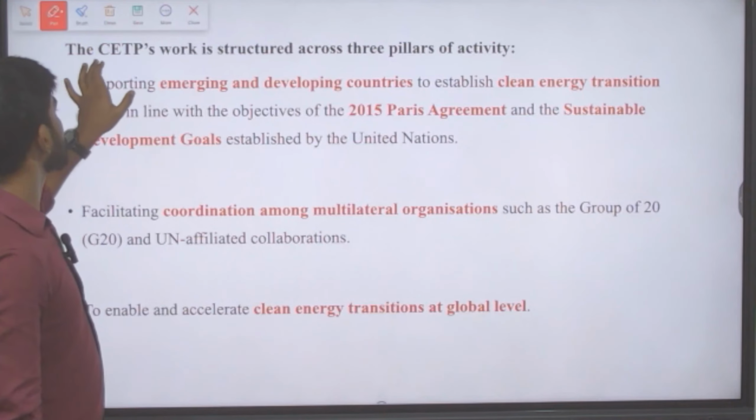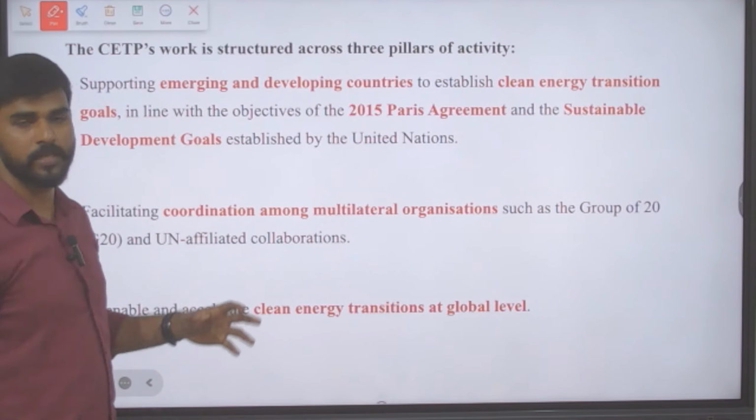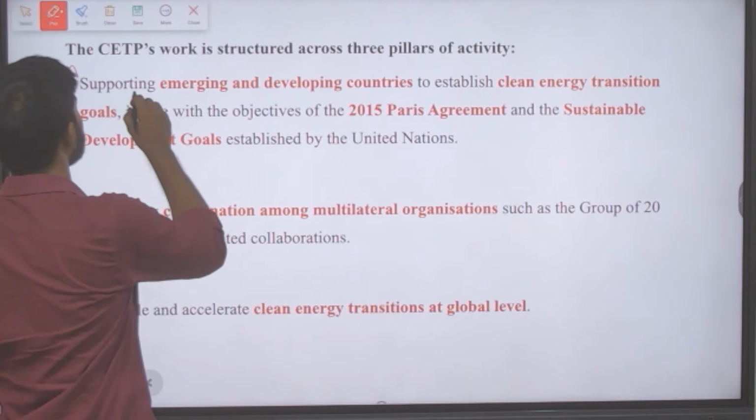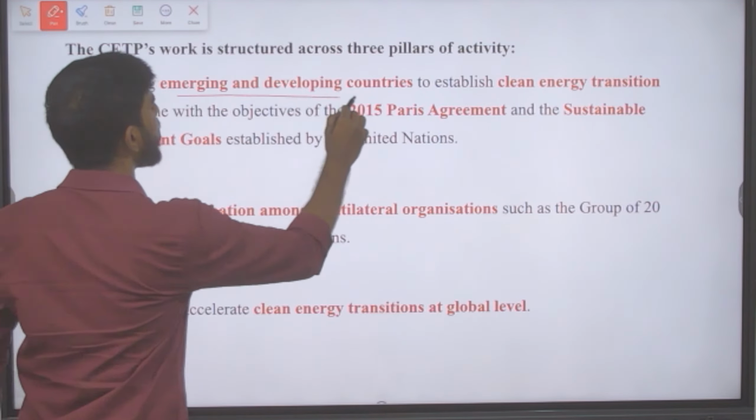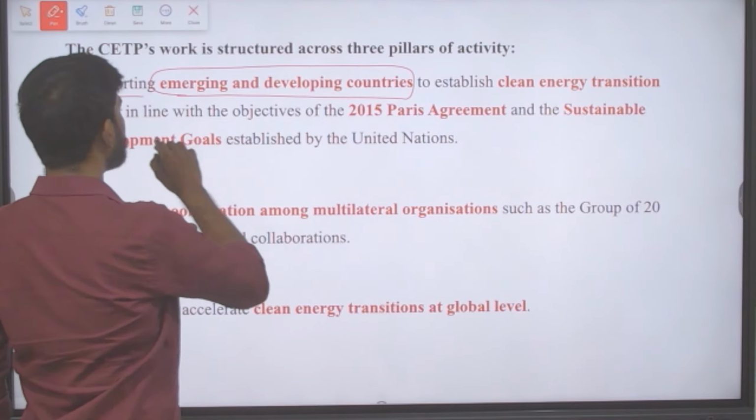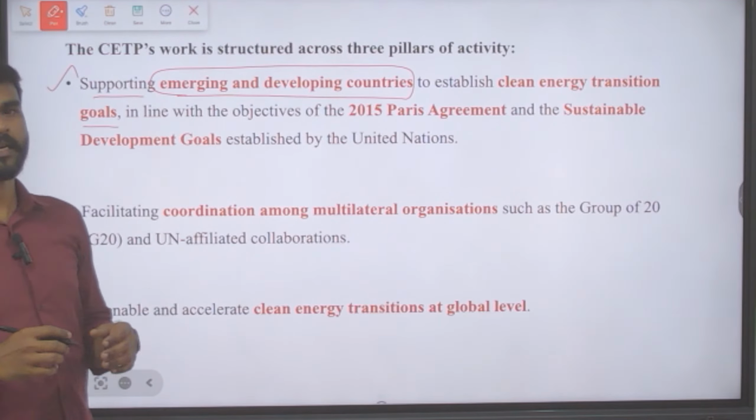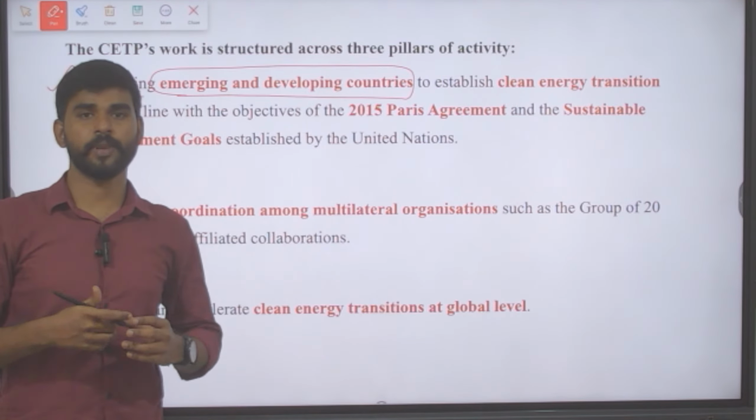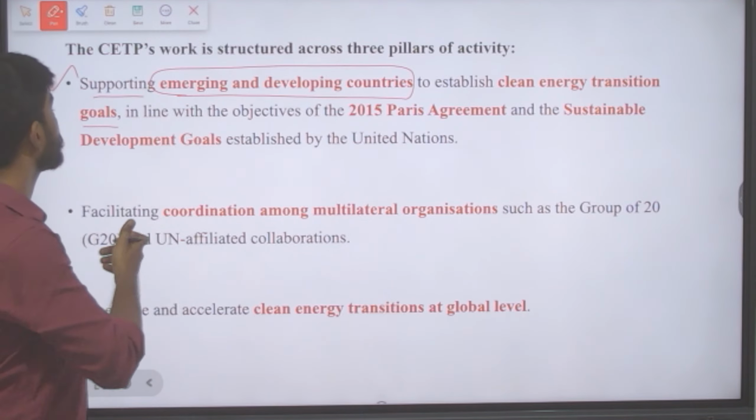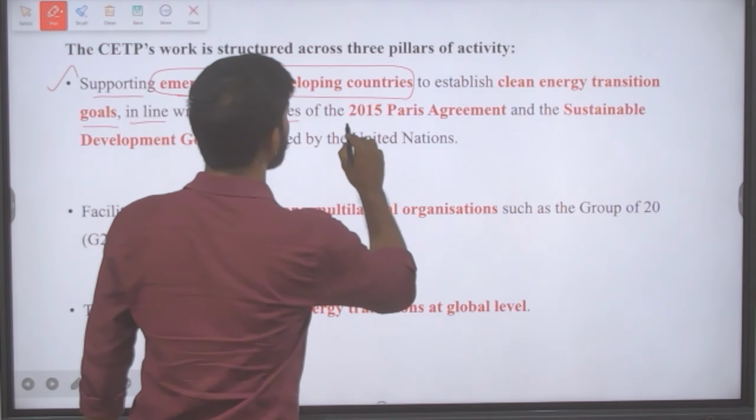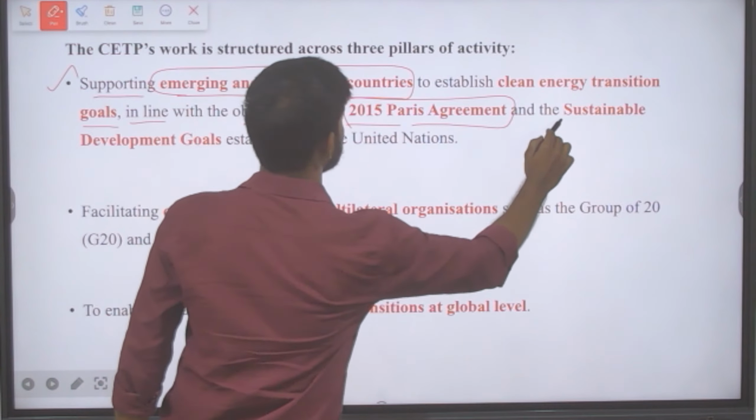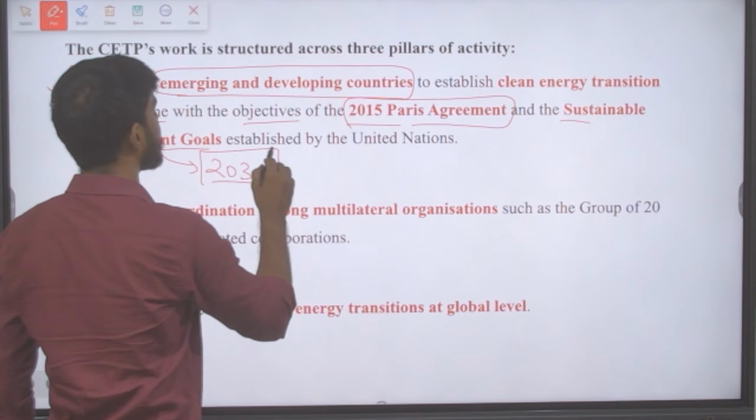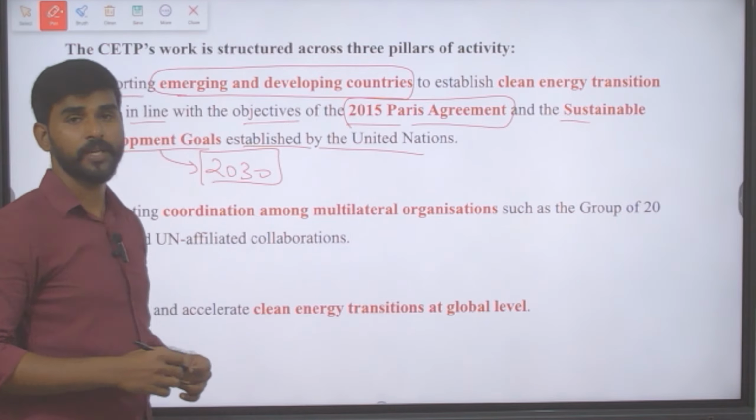And then this clean energy transition program work is structured into three pillars, okay, across three pillars. What are the three pillars of activity here? First is supporting emerging and developing countries to establish clean energy transition goals, okay. Countries must set clean energy transition goals. For that, this program is giving a support, okay. So this is in line with the objectives of 2015 Paris Agreement and Sustainable Development Goal 2030, which has the target year as 2030, which was established by United Nations.